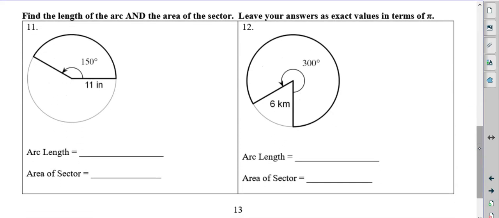Right, find the length of the arc and the area of the sector. Leave in terms of pi. Okay? So we do the section we have, 150 over 360, and multiply by 2 pi r.